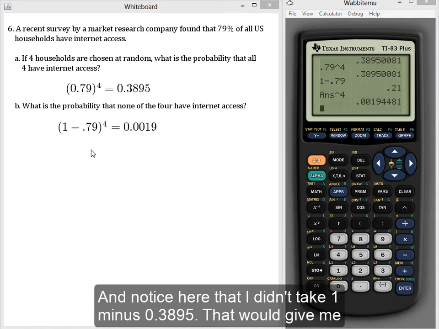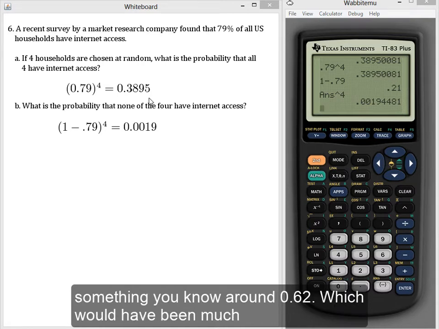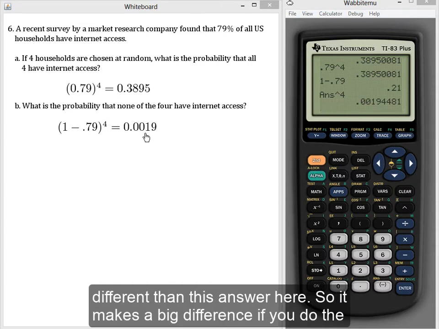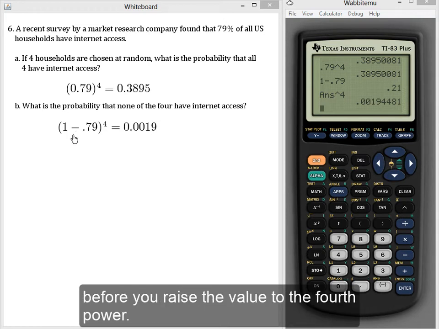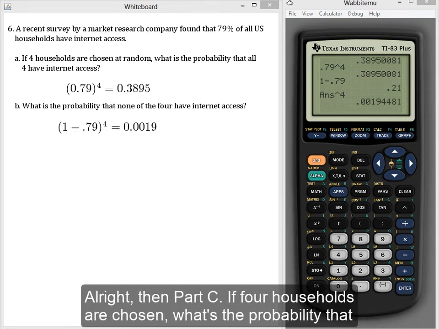And notice here that I didn't take 1 minus 0.3895. That would have given me something around 0.62, somewhere in there, which would have been much different than this answer here. So it makes a big difference if you do the 1 minus first or after you raise it to the 4th power. Here you have to do it before you raise the value to the 4th power.